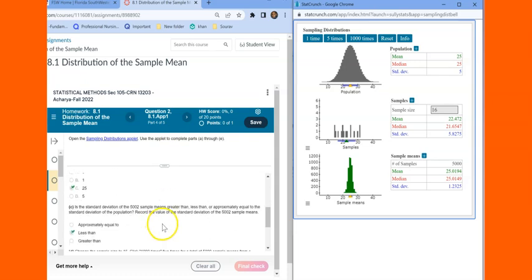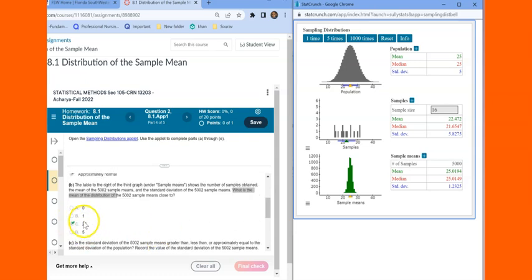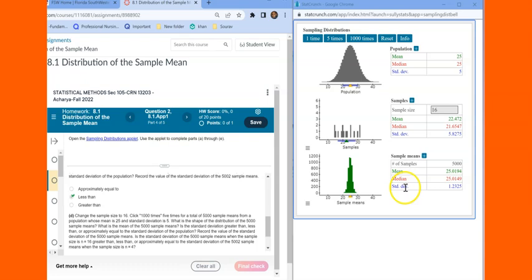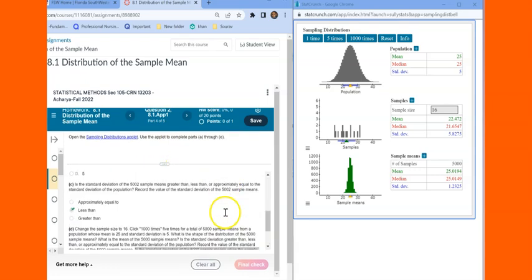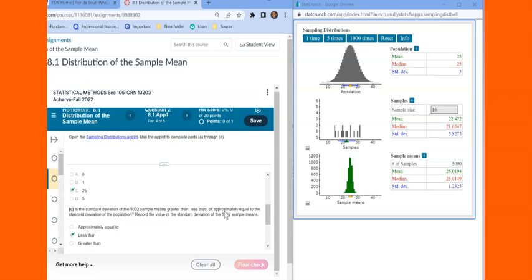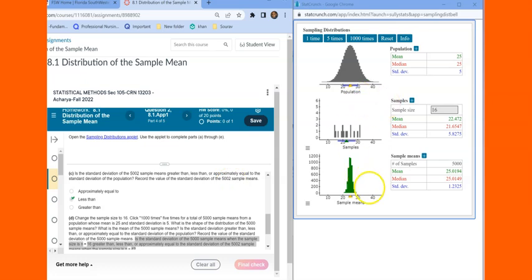Remember that with sample size 4, the mean of the sample mean is going to be close to 25. Now here, the mean is also close to 25. Therefore, the mean doesn't change, and it is approximately equal to the population mean. It doesn't matter whatever the sample size is, 4 or 16. But the standard deviation for sample size 4 is greater than the standard deviation of sample size 16.